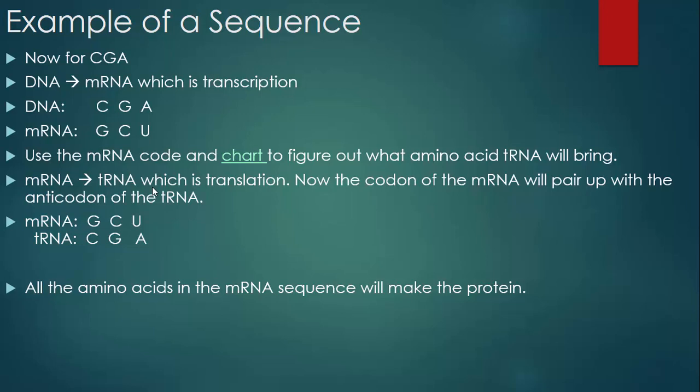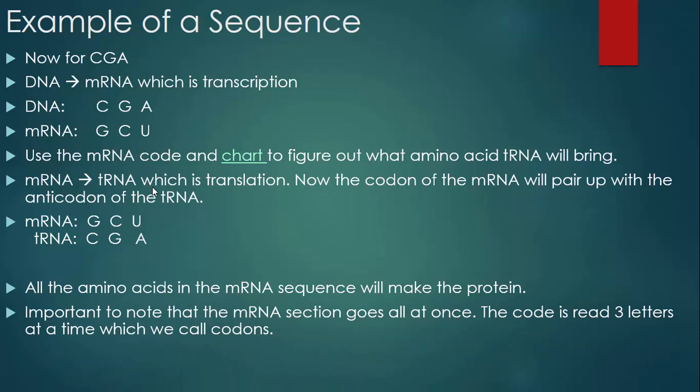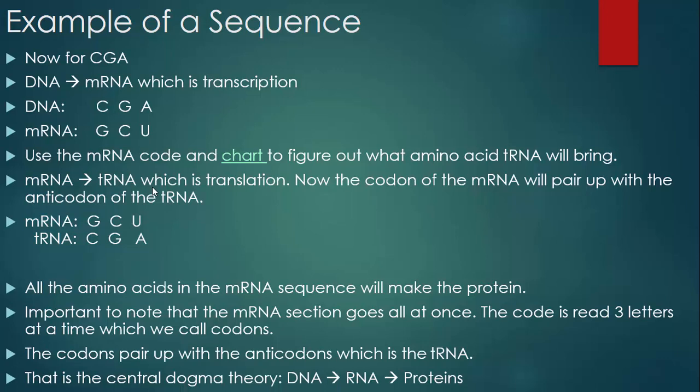Now, we just ran through two sequences really quick for simplicity. It's important to note that the mRNA section goes all at one time. The code is read three letters at a time, which we call codons, and it's always read three letters at a time from left to right. The codons pair up with the anti-codons, which is the tRNA, and that is the central dogma theory. DNA to RNA to proteins.